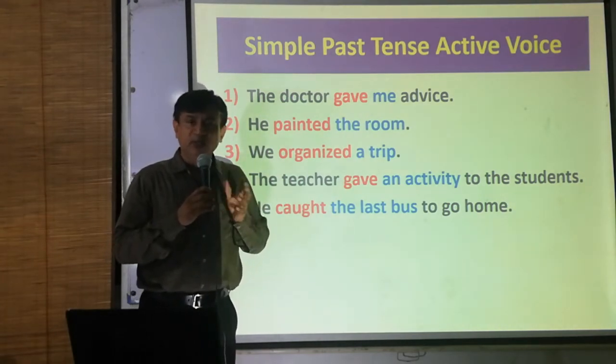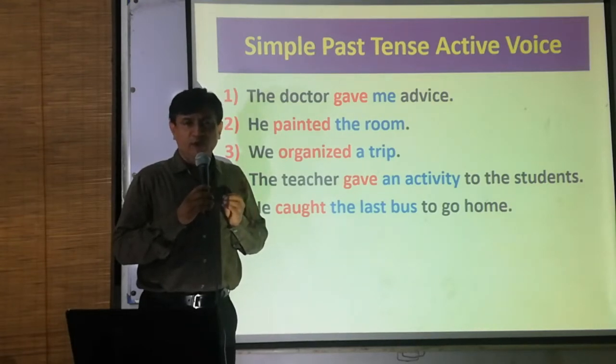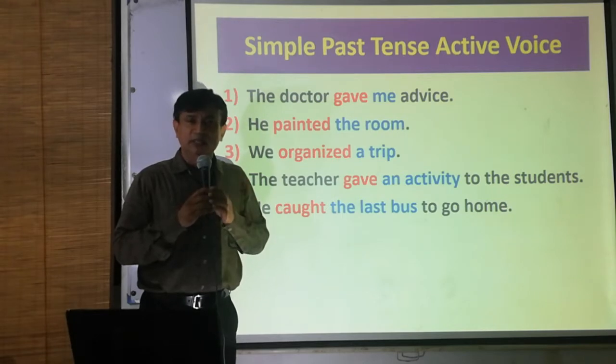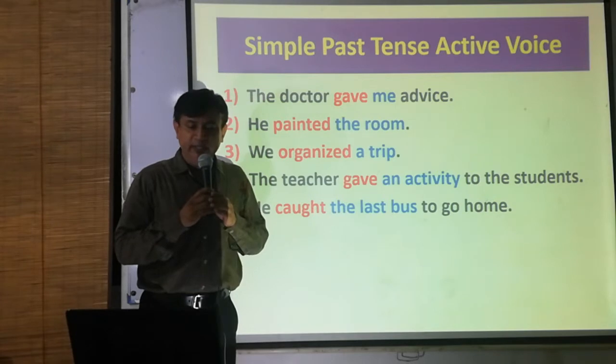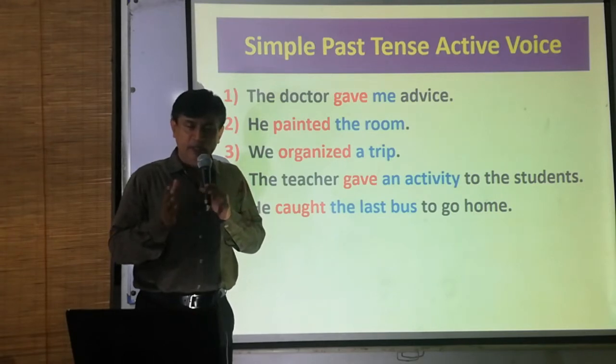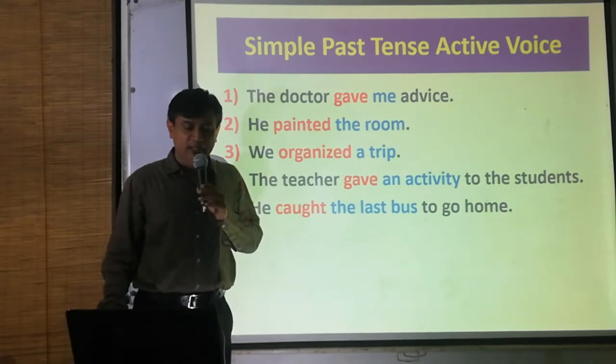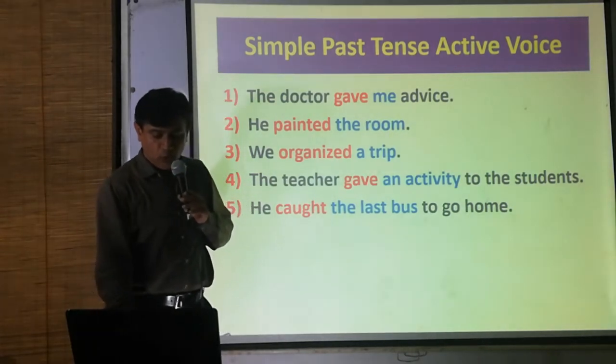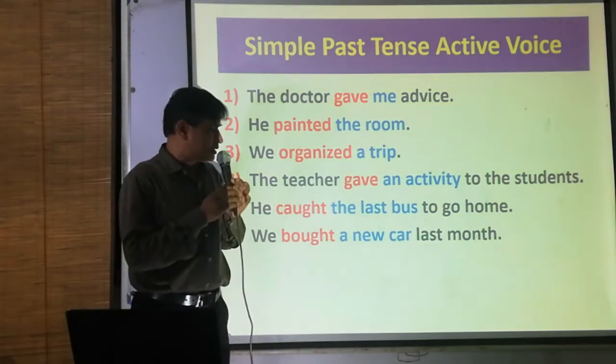He caught the last bus to go home. In this one also, he is the subject. Caught is the verb, in the past form. The last bus is the object. To go home is the rest of the sentence. This sentence is also built in the subject, verb, object formation. He caught the last bus to go home. Look at the next example, number 6.